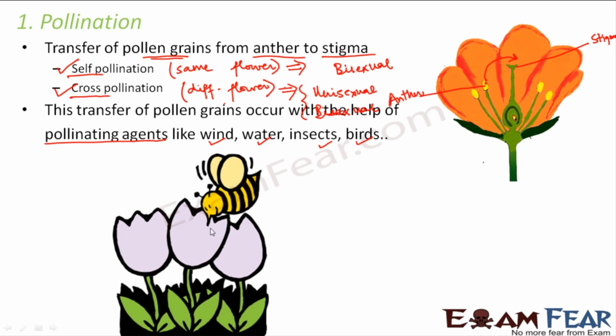Right? So this is how the pollen grains will reach the female reproductive part of the flower. So now the pollen grains have reached the stigma. Now the question is, what is the next step? The next step is fertilization.